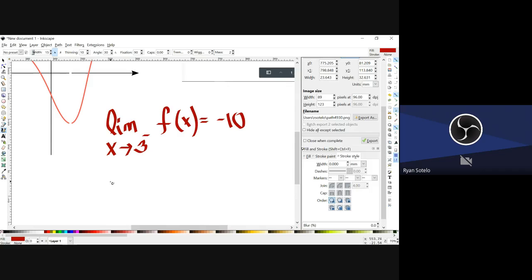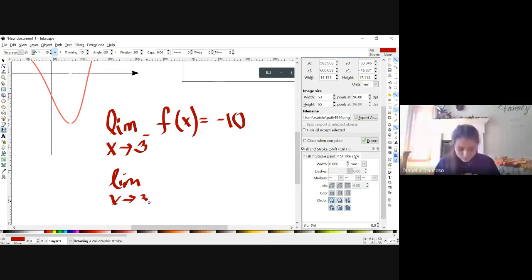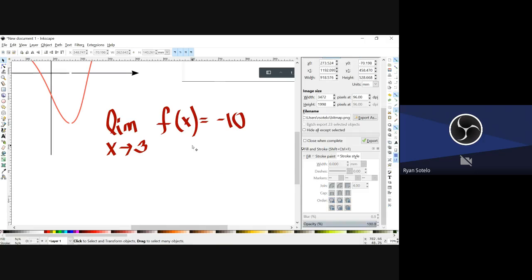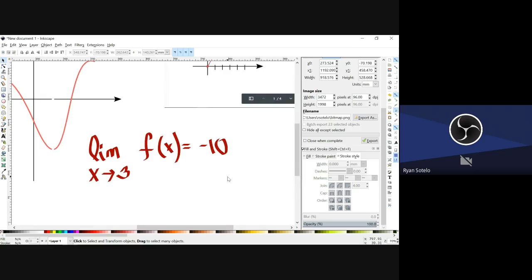We could do limit as x approaches 3 to the right. So that could be -10. And since the left-hand limit and the right-hand limit are the same, then you could just say that the limit, regardless of the side, you get rid of that. Because they're both the same, that means the two-sided limit does exist, and it's equal to -10. Is that okay? Yeah.